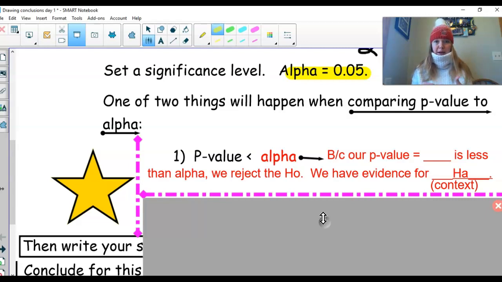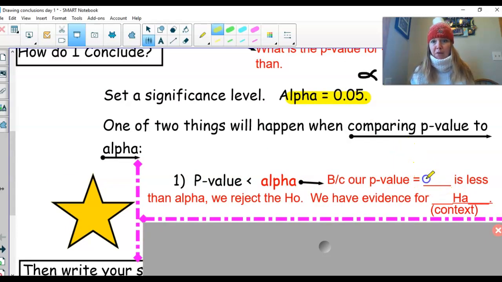Okay, hopefully you're back now. We would state when the p-value is less than alpha, there are two sentences we use. The first one is about what we are deciding about the null hypothesis. So because our p-value, which is equal to whatever we get for a p-value, is less than alpha, we reject the null hypothesis. That means we don't think the null hypothesis is right. First sentence is about the null hypothesis.